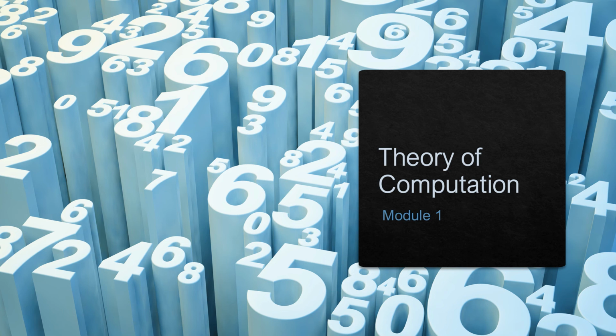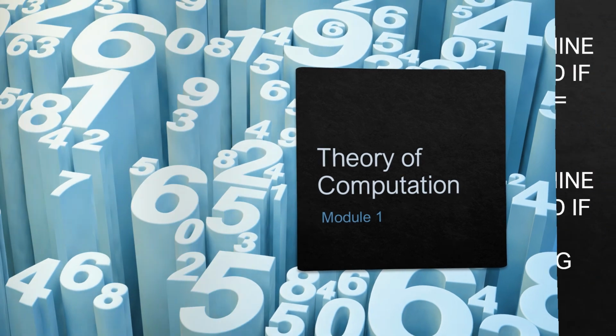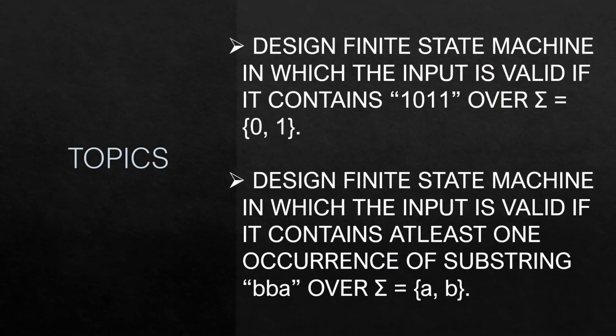In the previous session, we had seen FSM as a string validator for checking whether a particular string ends in some type of pattern. In today's session, we will be seeing whether the string contains some type of substring to validate the input in our FSM. So let's begin.